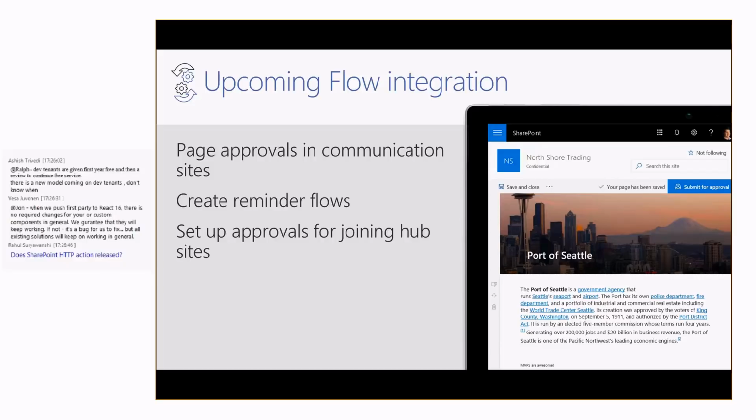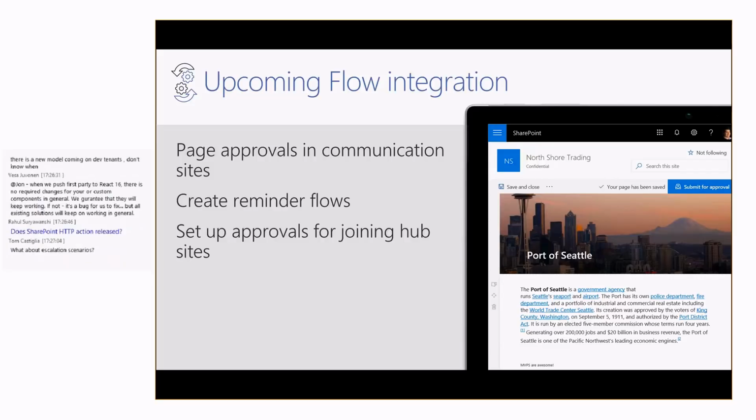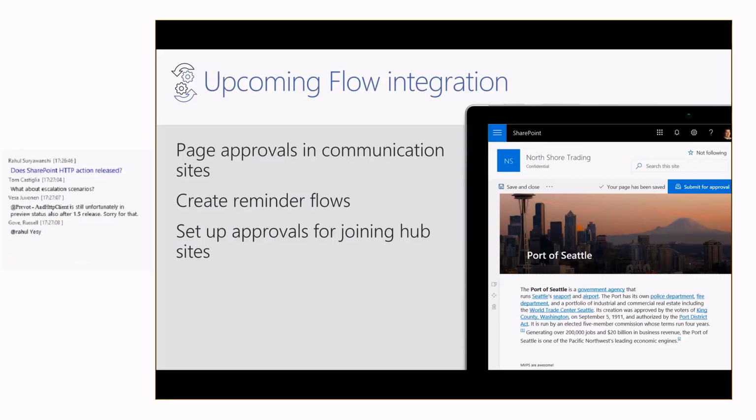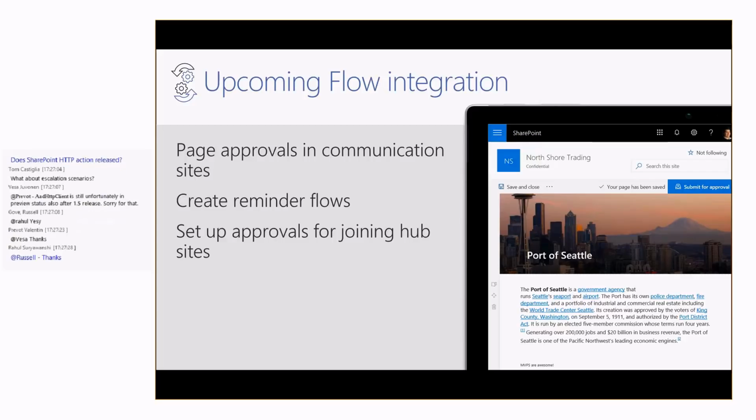And finally, we're going to be having approvals for joining hub sites. This is one of the early feedbacks we received when we did some pilot testing and dogfooding with customers: they want an approval process, or a business process to be specific, when you join a hub. So we are working on that, and that's something that will also be released soon. So these are some of the upcoming Flow integrations, and there's lots more. I can't talk about it right now, but I think at Ignite we will see more stuff coming in.